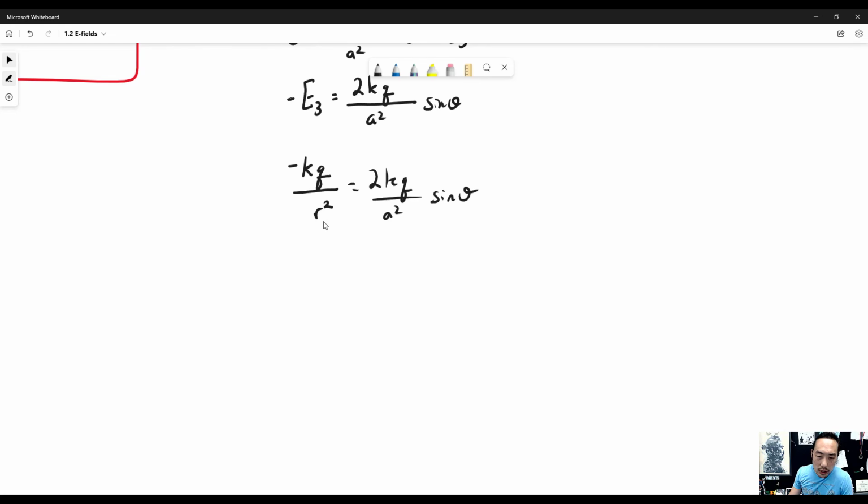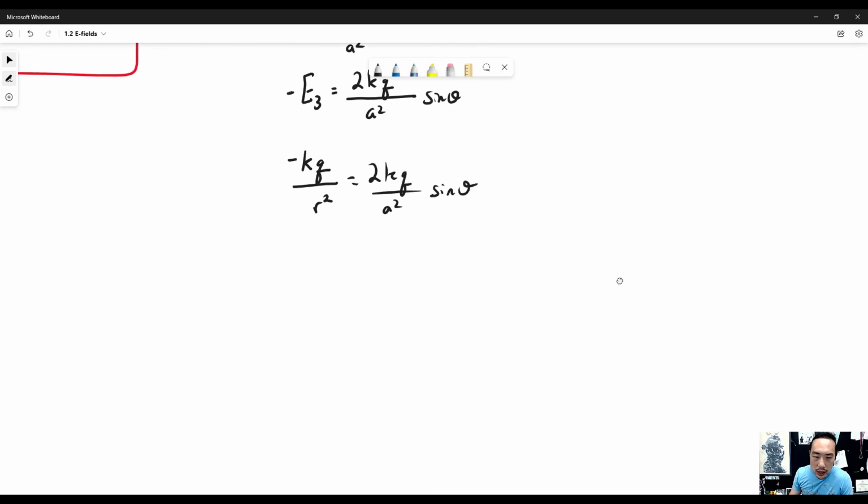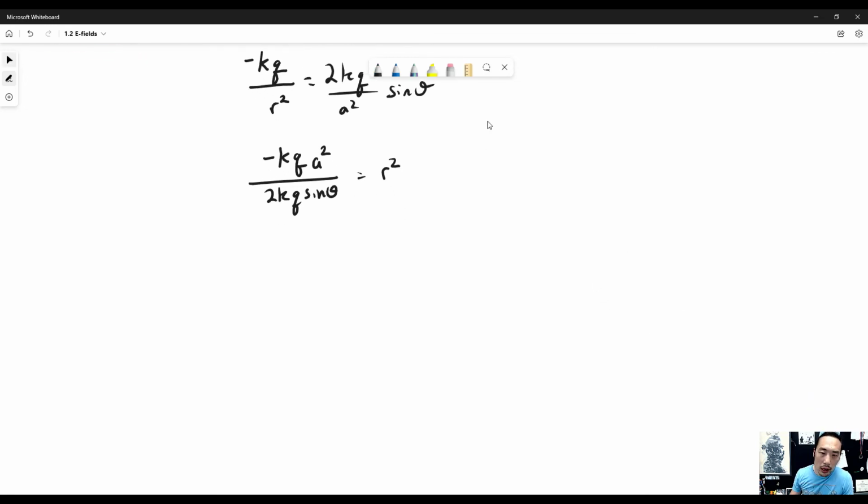So what we're solving for here is r. And at this point, all we have to do is rearrange the formula so that we get negative kq divided by 2kq sine theta, and in the numerator, we have a squared, which is equal to r squared. At this point, we can simplify this formula a little bit. I'm going to cancel out a couple of things. We know that the 2k's cancel out. We know that the q's themselves cancel out there. So that leaves us with r squared is equal to negative a squared, and remember that negative simply means direction, all divided by 2 sine theta.